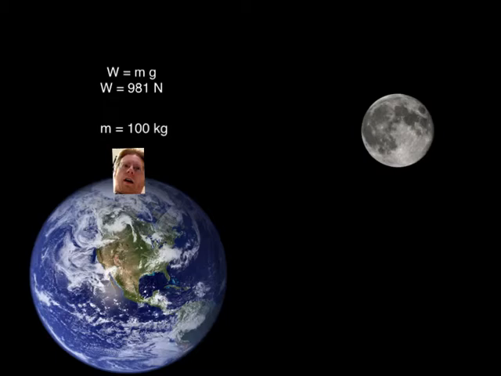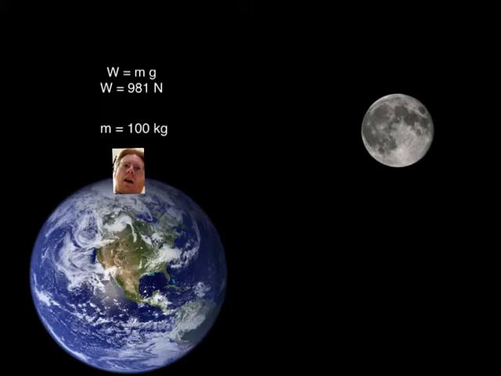Let's take a minute to talk about the difference between mass and weight. They are similar things, but they are not exactly the same thing. Mass is a property or characteristic of an object that does not depend on any outside factors. It's usually measured in things like kilograms. Here's me on Earth, mass of 100 kilograms.